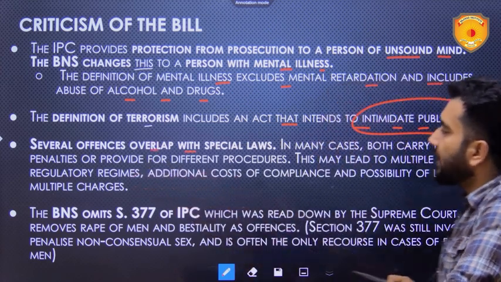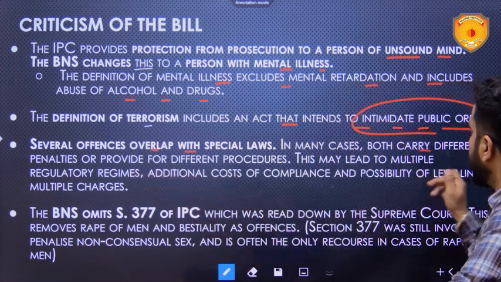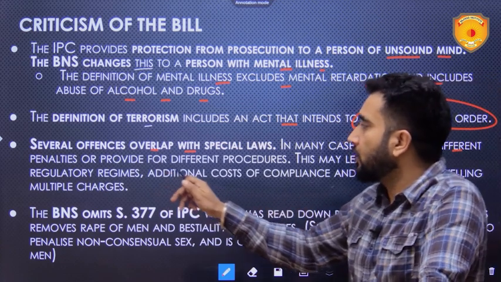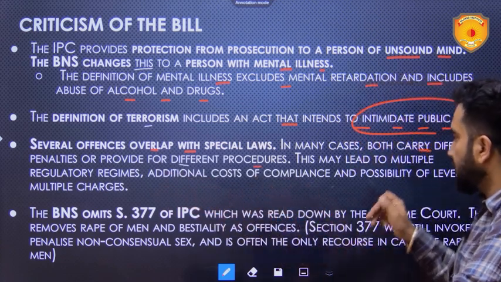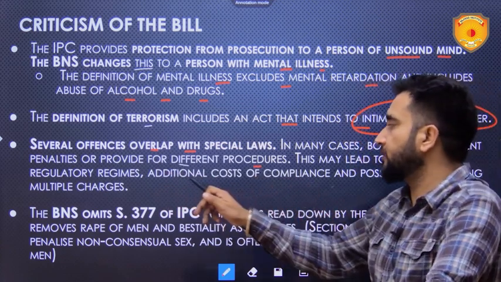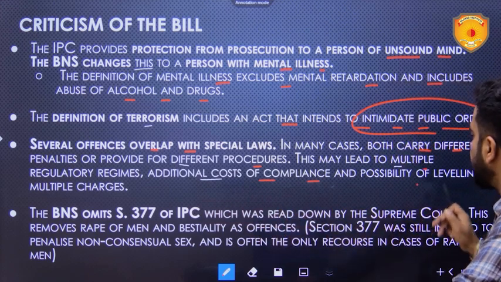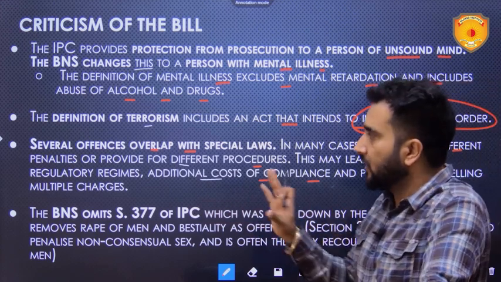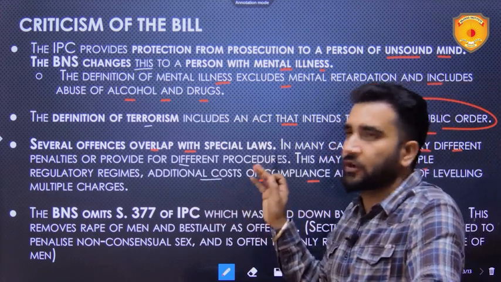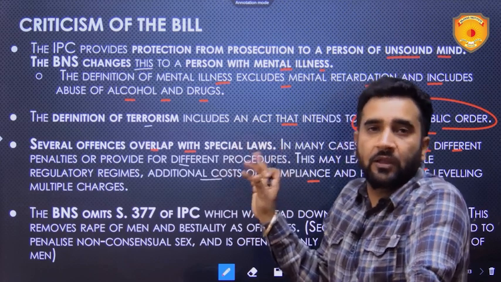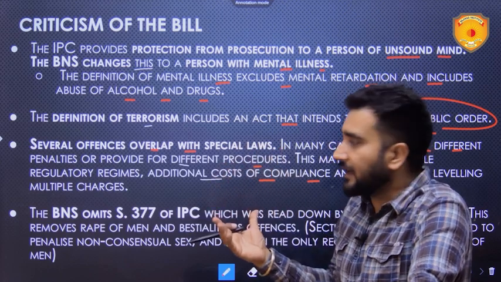Several offenses overlap with special laws. In many cases, both carry different penalties or provide for different procedures. This may lead to multiple regulatory regimes, additional cost of compliance, and the possibility of levelling multiple charges. So that is there, overlapping with special laws like terrorism with UAPA. So we don't know, we don't have any clarity as of now.